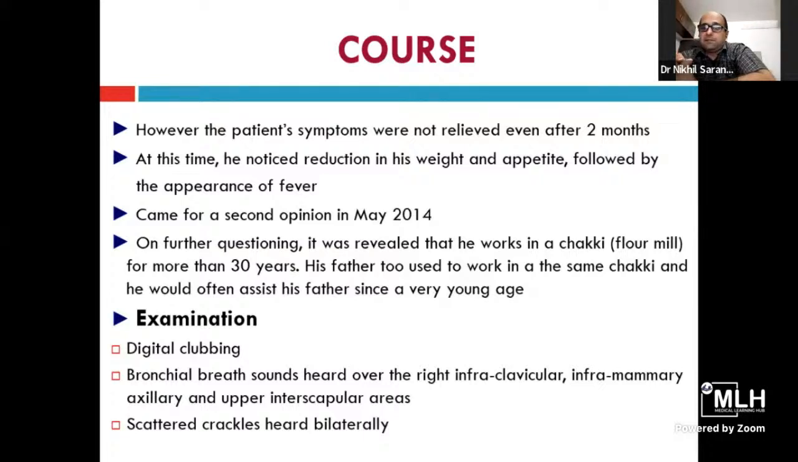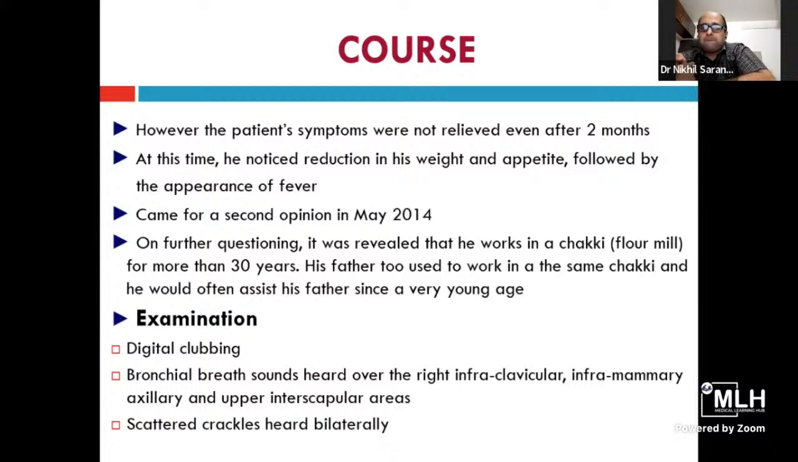It was revealed that he had worked in a chakki, or a flour mill, for more than 30 years. His father also used to work in the same chakki, and he would often assist his father since a very young age. On examination, more or less the same: digital clubbing, some bronchial breath sounds, some scattered crackles.